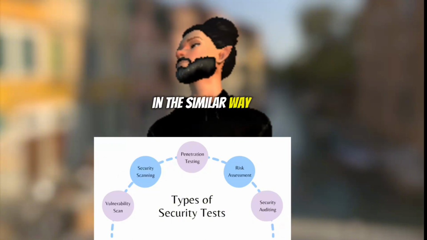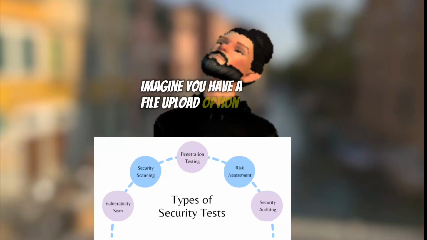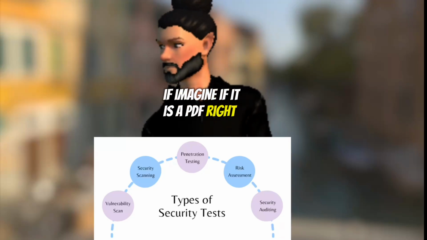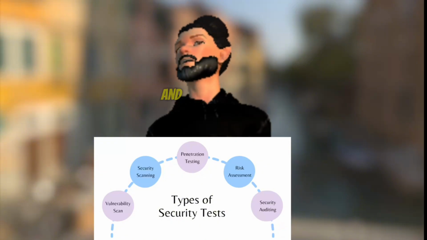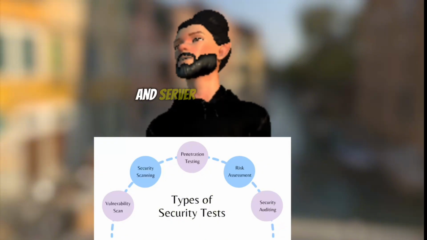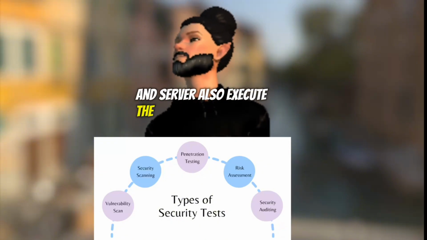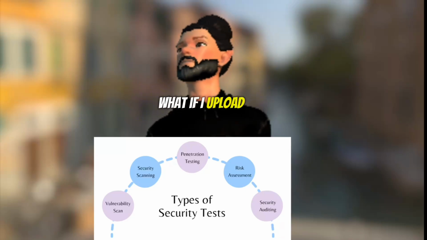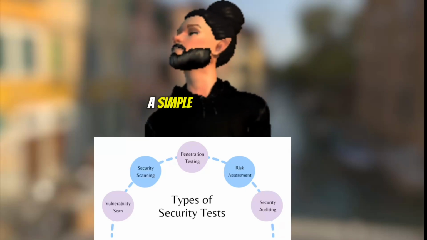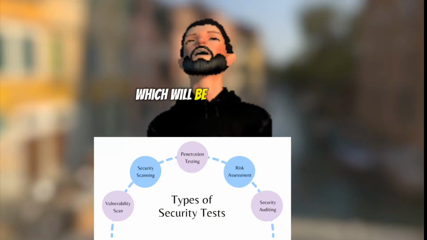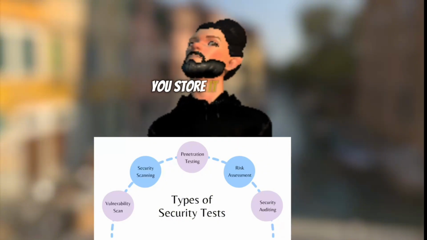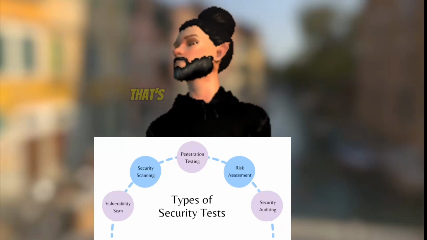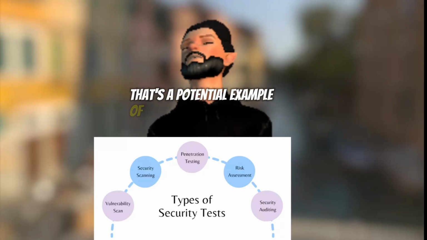In a similar way, imagine you have a file upload option, and it is supposed to be a PDF. You upload a PDF file, and the server reads and also executes the file. Instead of uploading a PDF file, what if I upload a simple bash script which will be executable on the server? You store it as is and then you run it. That might crash your system. That's a potential example of a vulnerability.